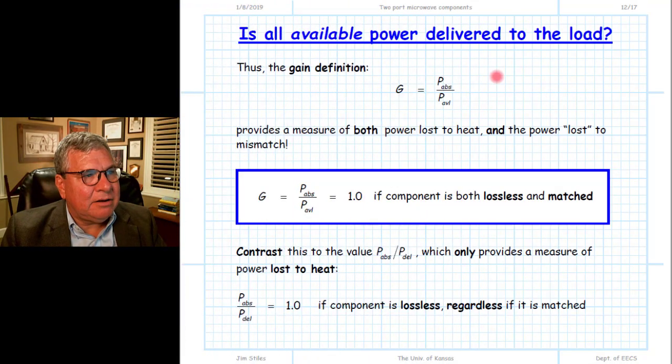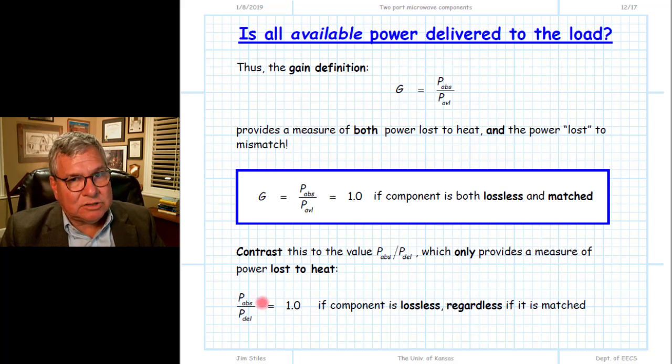Summarizing then, the gain defined as a ratio of the absorbed power to the available power provides a measure of both the power lost to heat, in other words, absorbed by the two-port device itself and not delivered to the load, and the power, quote-unquote, lost to mismatch. When we define the gain this way, the absorbed power to available power, the gain is equal to 1 if the component is both lossless and matched. If we use the gain defined as the power absorbed to the power delivered, it's equal to 1 if the device is lossless, regardless whether it's matched or not.